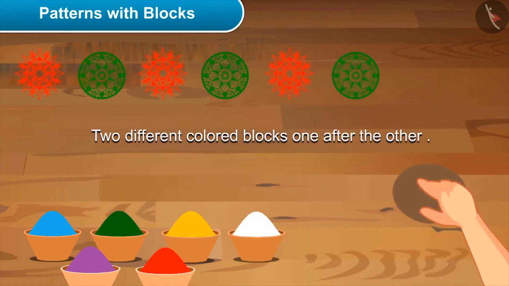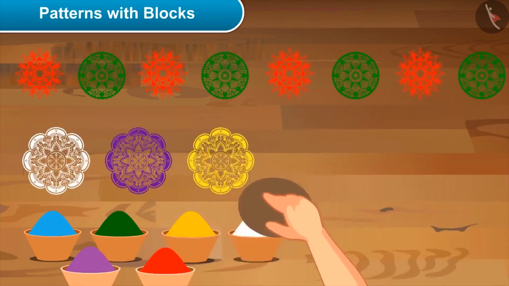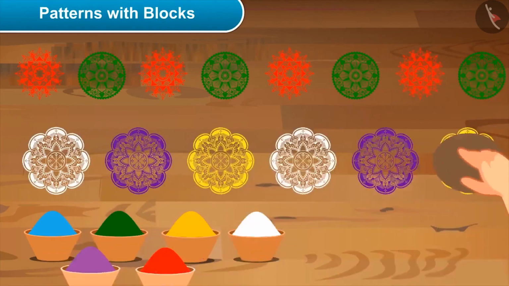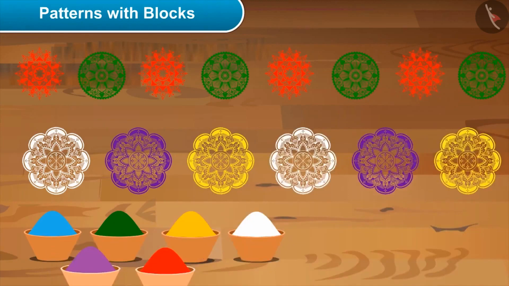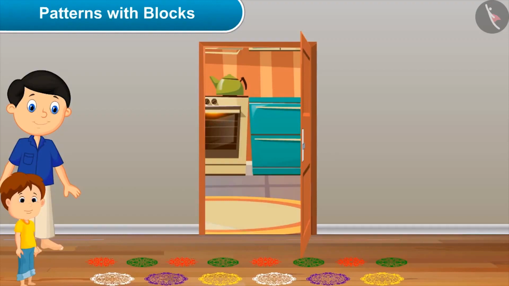Now let's finish this pattern. Mom, can I draw one more? Yes, definitely. Oh, you have made a really nice pattern. Yes, I have made this rule on my own by experimenting on different colors. Very good. So beautiful. Daddy, please have a look at our beautiful rangoli. Oh, wow. Have you made this? Yes, I have made this with Mom.